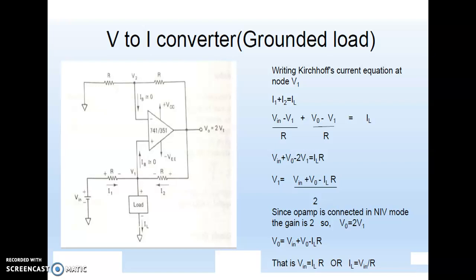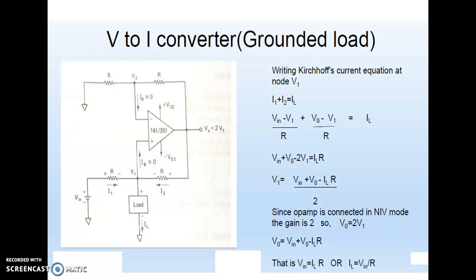If we apply Kirchhoff's current law at the node V1, we can write IL equal to I1 plus I2. We know that I1 is equal to Vin minus V1 upon R, and I2 is equal to V0 minus V1 upon R. Putting these values, we get IL equal to (Vin minus V1) upon R plus (V0 minus V1) upon R. Therefore IL into R is equal to Vin plus V0 minus 2V1. Rearranging the terms, V1 is equal to (Vin plus V0 minus IL into R) by 2. Thus we have obtained the expression for V1.